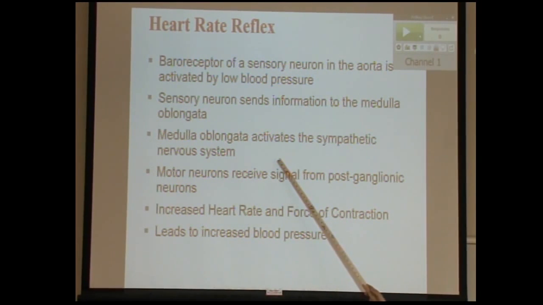Now it's not direct. It has to go through the preganglionic neuron, go through the postganglionic neuron, and then the end of that postganglionic neuron is at the heart, where it sends the little, what does it send out to the heart to tell it to contract faster? What's released from a neuron? Yeah, so a neurotransmitter. So if your heart's beating faster and harder, that leads to higher blood pressure. So you fixed your problem.